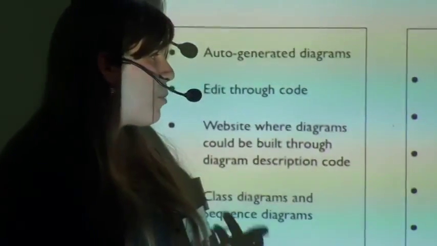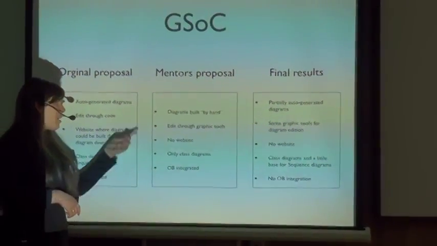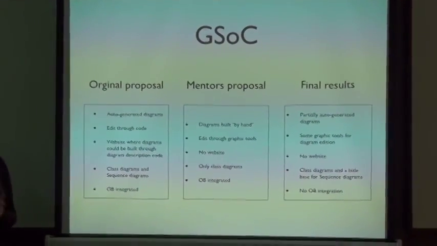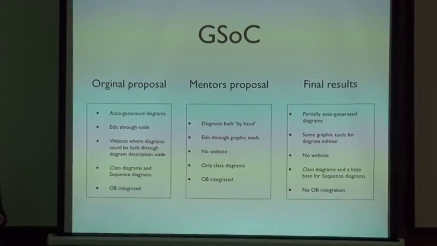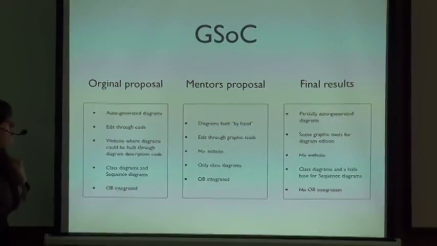And I wanted to do class diagrams and sequence diagrams. I actually wanted to do the sequence diagrams, not the class diagrams. But it's hard. And we wanted to be OB integrated. After the proposal was selected, my mentor said that the diagrams should be built by hand for the scope of the project, because it was very, very hard to do auto-generated complete diagrams.